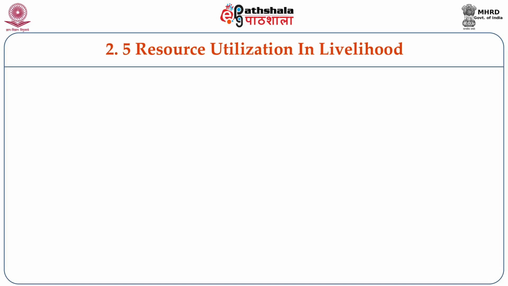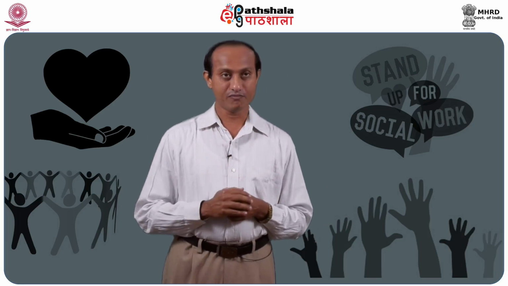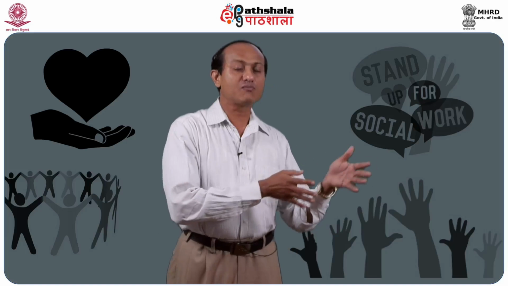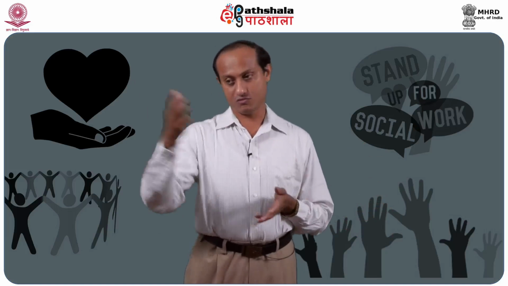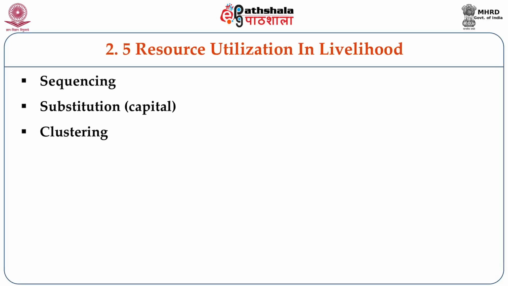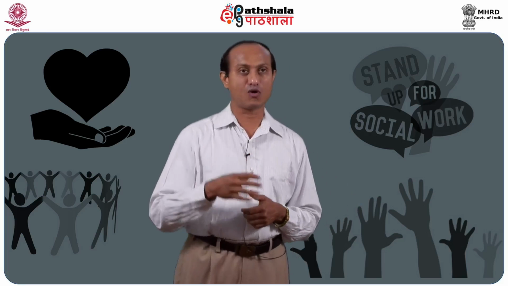Now we discuss resource utilization in livelihood. There is a sequencing in the capital. You need to have continuously a flow of capital in order to continue your livelihood. Then there are times you need substitution of capital. Suppose some raw materials are not available, you need to seek some other raw material which is a close substitute. And there is also a clustering of capital. There is a group of capital you can pull together and make use of for a better outcome.